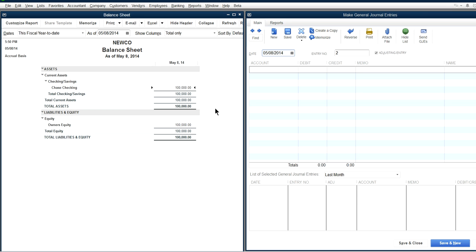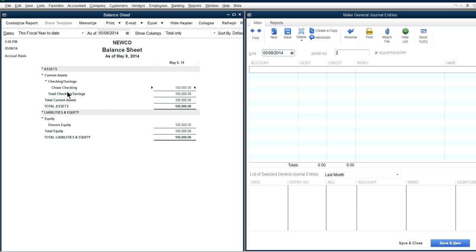As you can see here, now we have a new balance sheet. We started with a blank balance sheet. Now we have some transactions, and we have the balance sheet in here. So as you can see here, $100,000 is your own money you put in, and you put it in the checking account, that's your bank account, and then on the equity side you put $100,000.